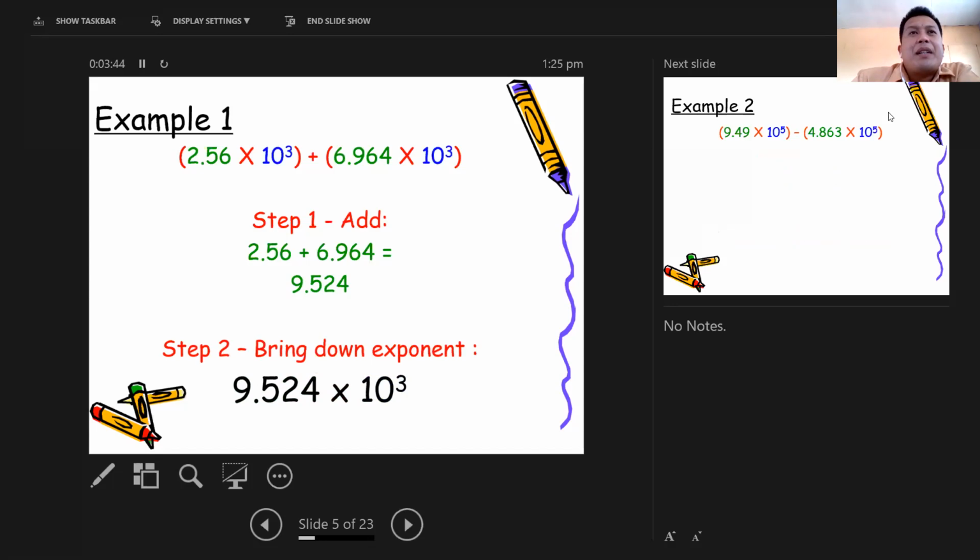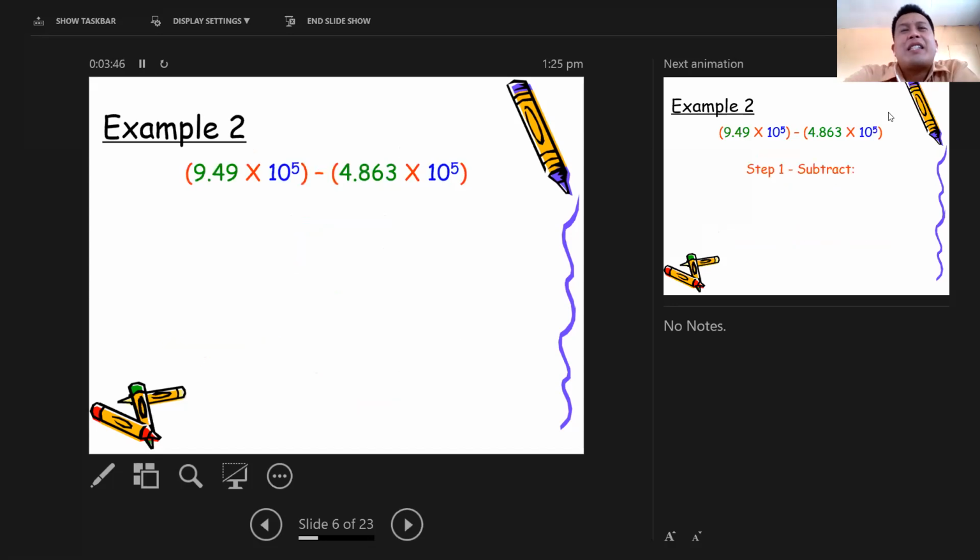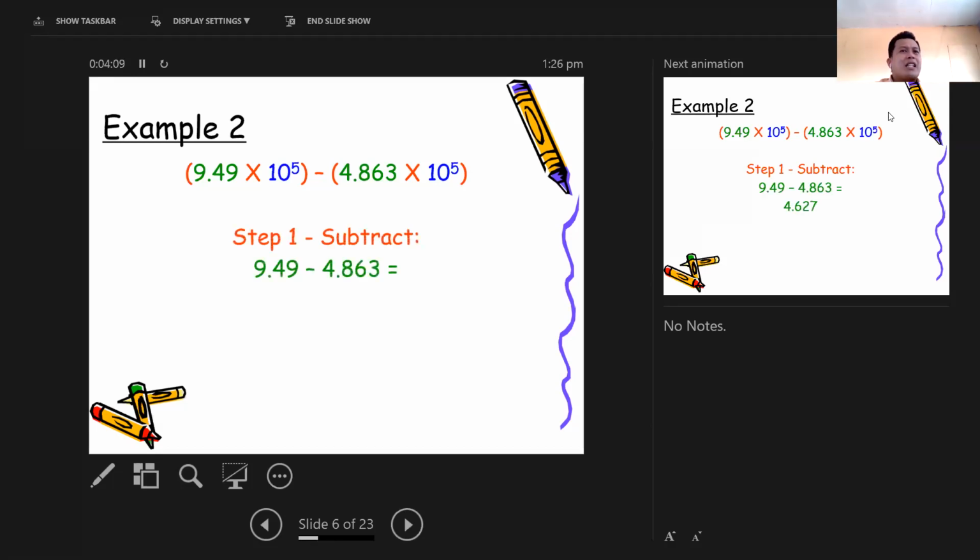Let's proceed with example number 2. This is subtraction this time, class. Subtract 9.49 times 10 to the power of 5 minus 4.863 times 10 to the power of 5. Simply analyzing the given, they do have the same exponent, which is 10 to the power of 5. So therefore, step number 1, subtract the decimals, and the decimals are 9.49 and 4.863.